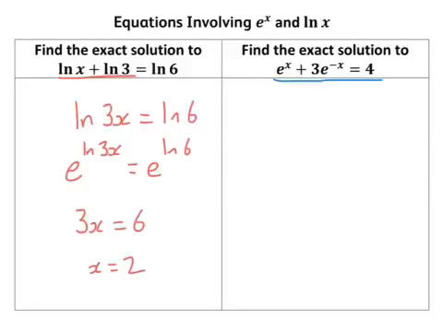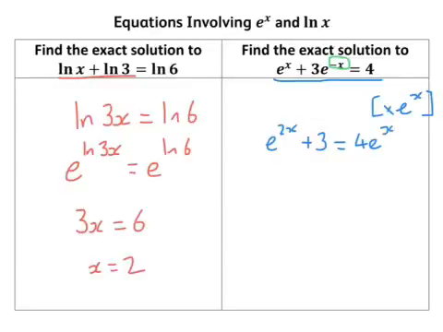Now, what I'm going to do to make it look a bit nicer is I'm going to multiply everything by e to the x. It's because I've got, and I'll circle it, this thing here, 3e to the minus x. And that's not very nice. So if I multiply by e to the x, I'm going to end up with e to the 2x plus 3 equals 4e to the x.